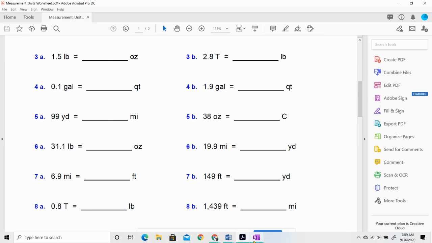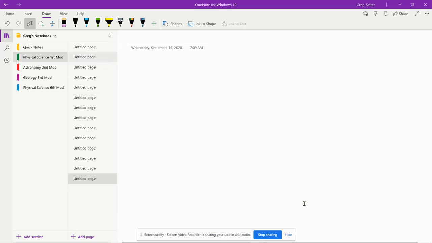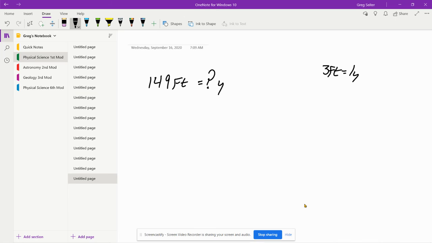149 feet equals how many yards? All right, let's come over here. We know there are 3 feet in 1 yard.